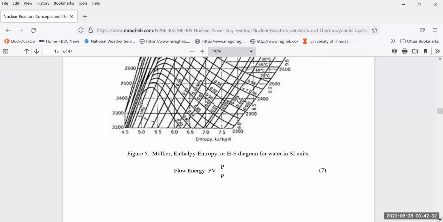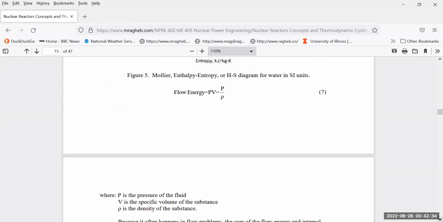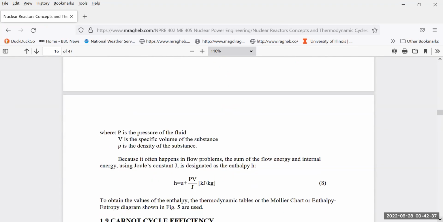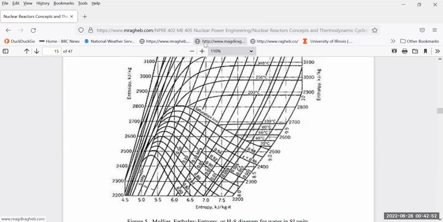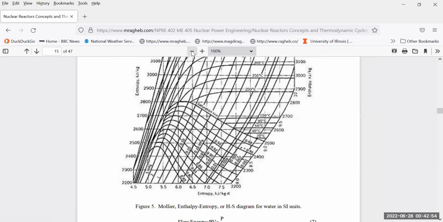You know it already. It's a flow energy, which is PV plus the internal energy. So it's PV turned into units of kilojoule per kilogram plus the internal energy. That is what we call the enthalpy. So that enthalpy of a working fluid is plotted against the entropy. So that's H against entropy. The unit of enthalpy is kilojoule per kilogram.